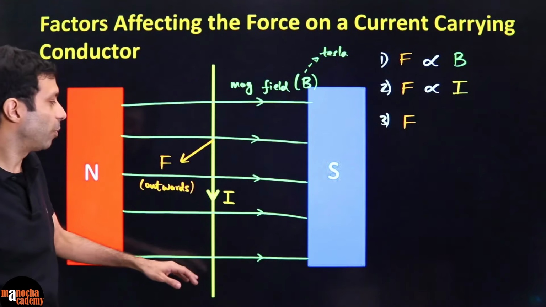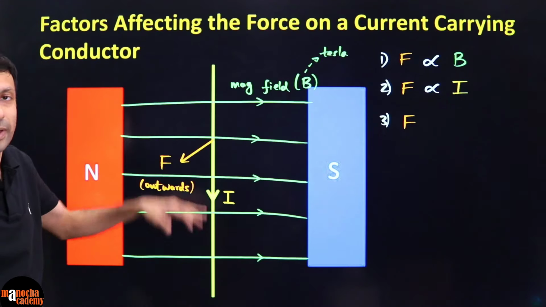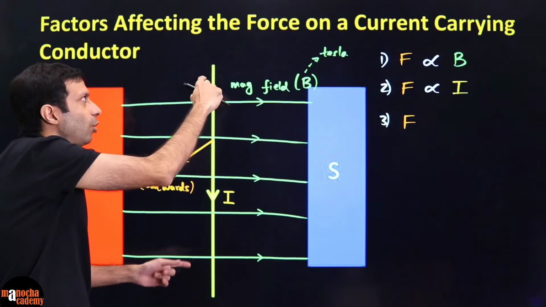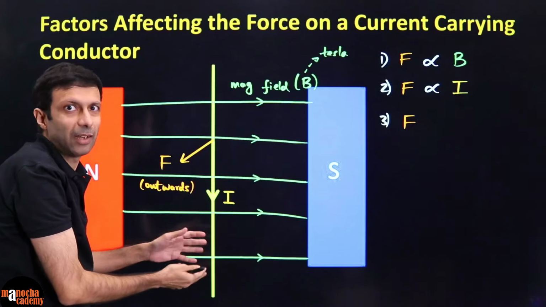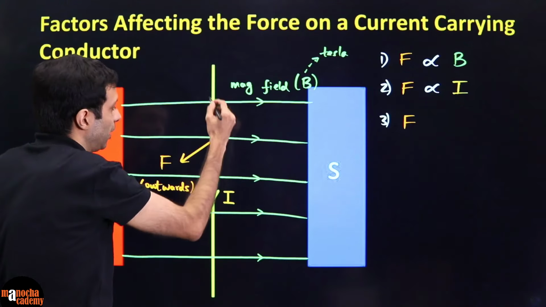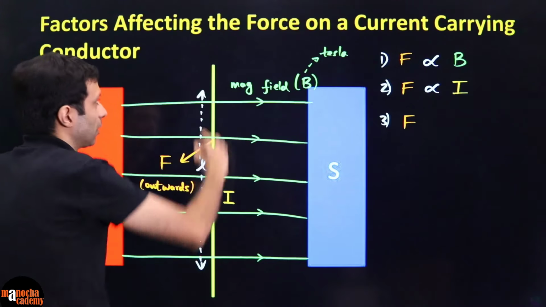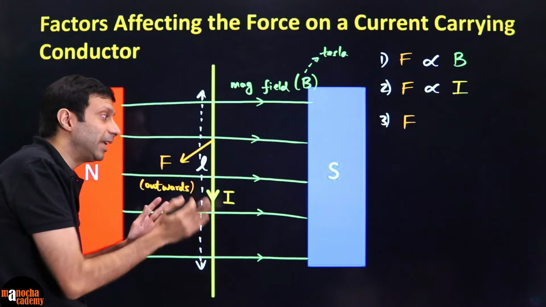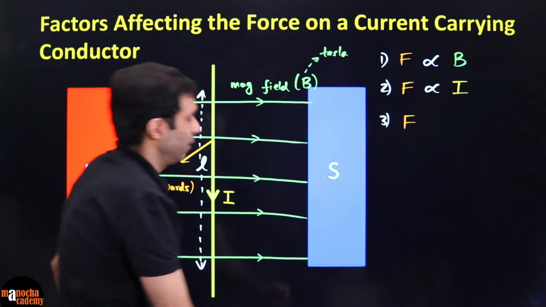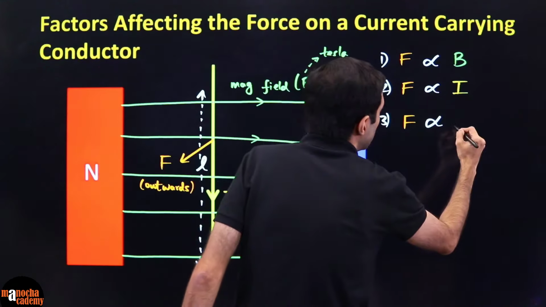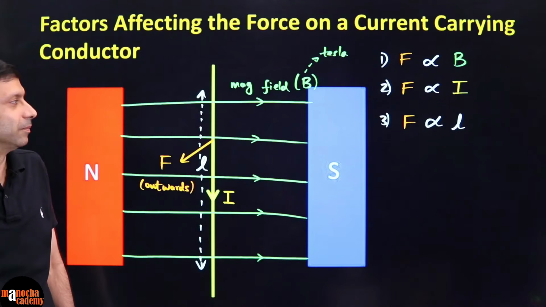And next, if we talk about the length of the conductor, it's a very important point. It's not how long your wire is, it's how long the wire is within the magnetic field. So let's say the magnetic field is from here to here. I'm considering this length of the wire here. This is the length of the wire in the magnetic field. So there we saw that force is directly proportional to the length of the wire.